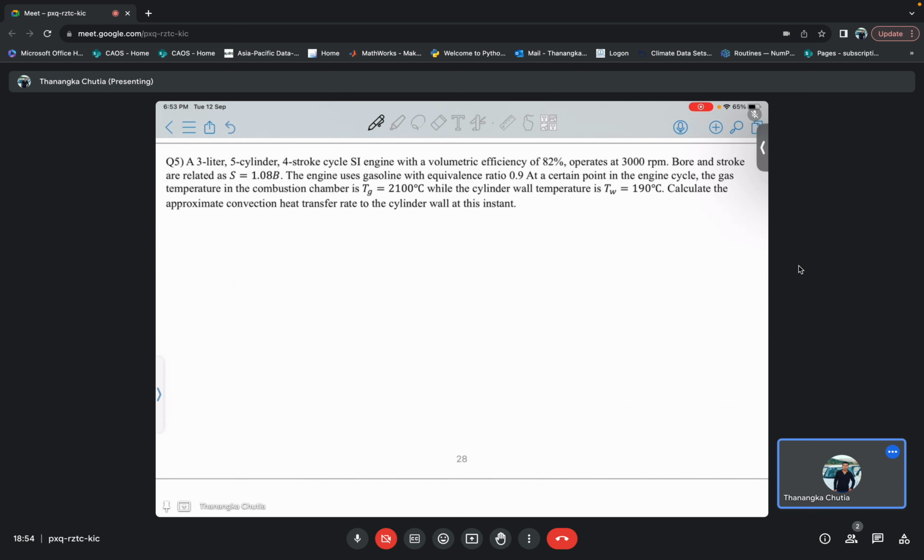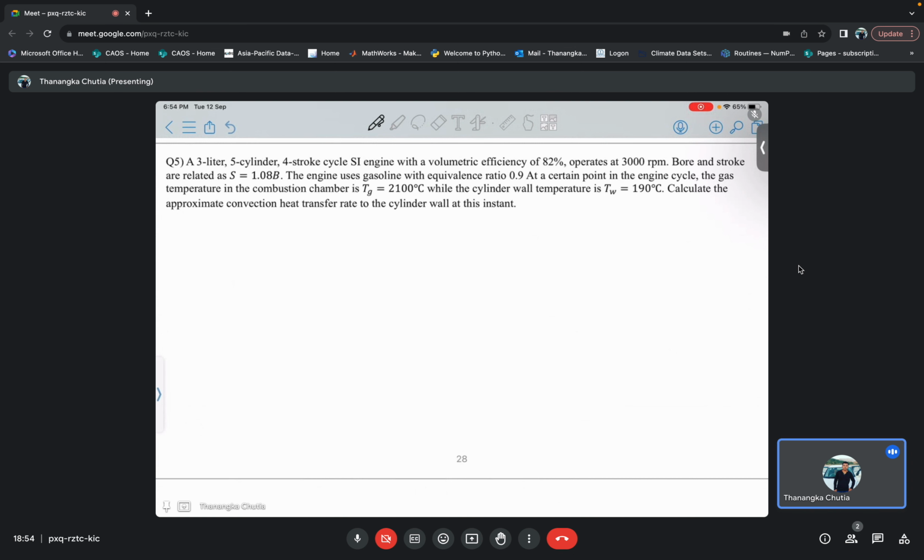A 3 liter 5 cylinder 4 stroke SI engine with a volumetric efficiency of 0.82 operates at 3000 rpm. Bore and stroke are related as S equals 1.08 B. The engine uses gasoline with equivalence ratio of 0.9. At a certain point in the engine cycle, the gas temperature in the combustion chamber is Tg equals 2100 degrees Celsius, and the cylinder wall temperature is Tw equals 190 degrees Celsius. Calculate the approximate convection heat transfer rate to the cylinder wall at this instant.